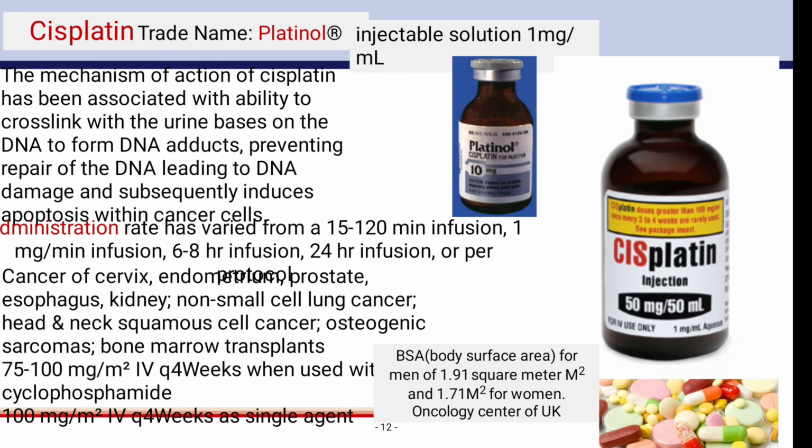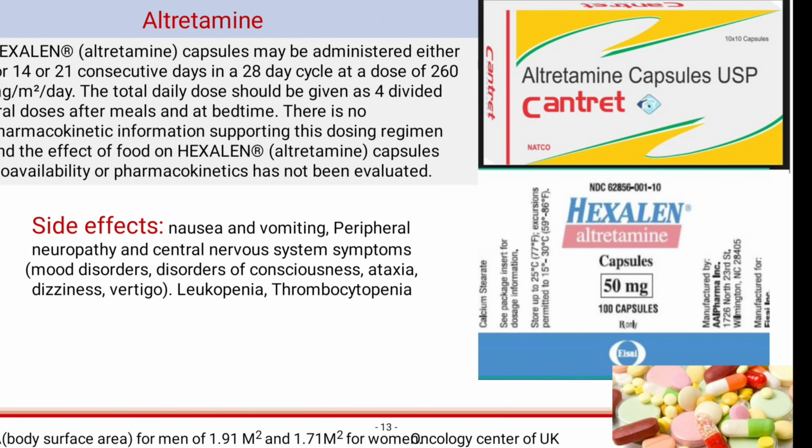Cisplatin. The mechanism of action of cisplatin has been associated with the ability to cross-link with the purine bases on the DNA to form DNA adducts, preventing repair of DNA, leading to DNA damage, and subsequently inducing apoptosis of the cancer cell. Administration rates have varied from 15 to 120 minute infusion, 1 mg per minute infusion, 6 to 8 hour infusion, or 24 hour infusion for cancer of the cervix. And next, squamous cell cancer, osteogenic sarcoma, bone marrow transplant: 75 to 100 mg per m2 every 4 weeks when used with cyclophosphamide.